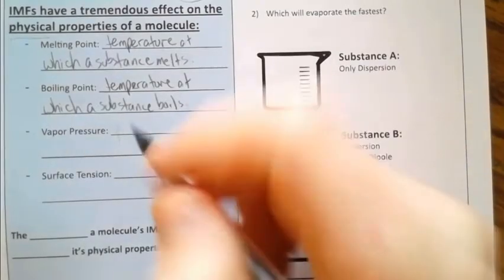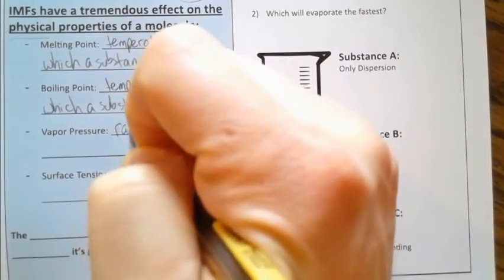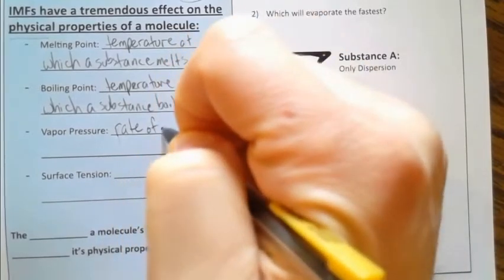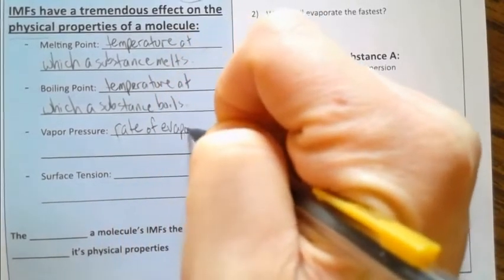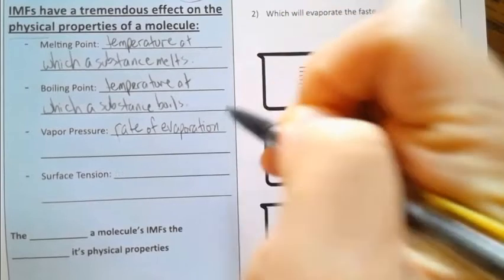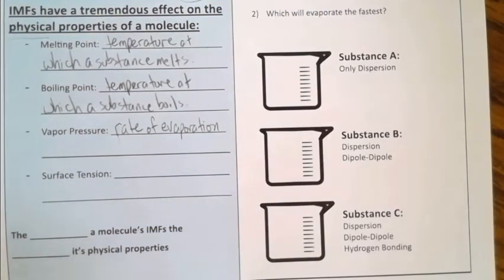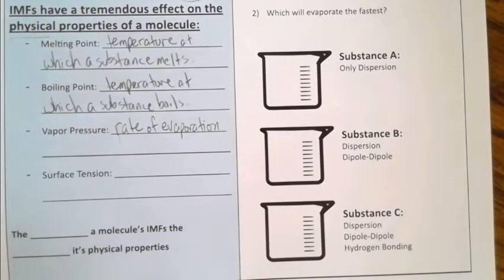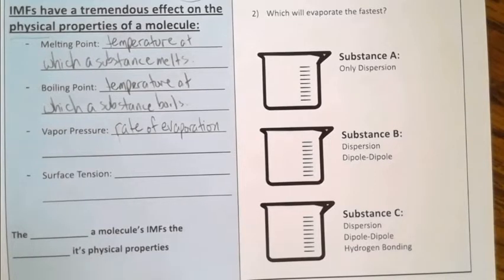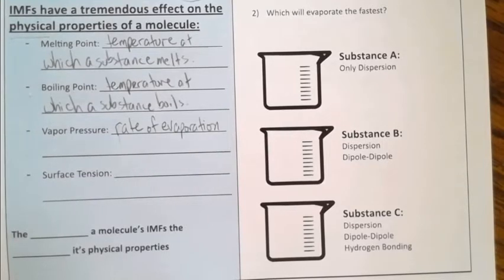Vapor pressure is what I always refer to as the rate of evaporation. So, how quickly or how easily does an object evaporate or go from the liquid state to the gas state? Again, something like water, we know we can boil and convert into steam, but that takes a long time, depending on the size of it, and it takes a lot of energy to get that to happen. But there are examples of liquids that we know evaporate really easily.